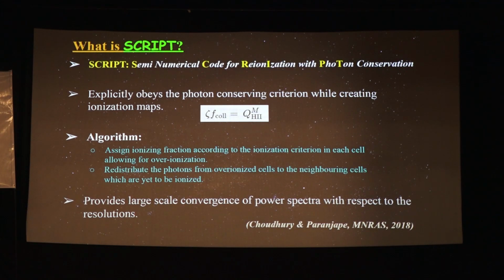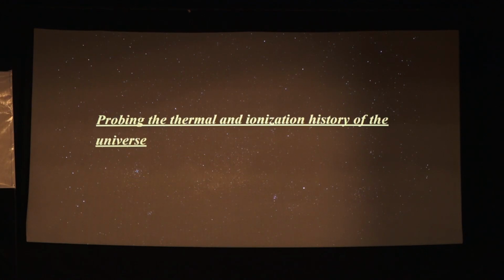This is fine, but not only that, photon number conservation has further consequences which may be critical. It provides large-scale convergence of power spectra with respect to the resolution. This is going to be a future probe, so it can be important if we want to check the prospects of 21 centimeter power spectra, as an example. Now I will move to my work.